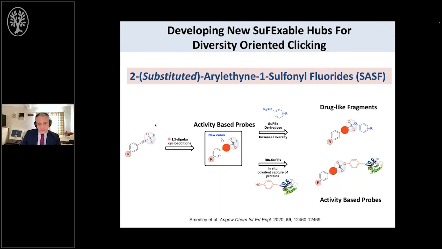Well, the idea is if we can get to cores like this, then perhaps we can react this triple bond, leaving the sulfonyl fluoride untouched. And indeed, this seems feasible. So we can diversify here, and then we have a pendant sulfonyl fluoride.